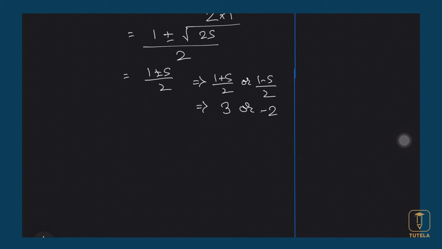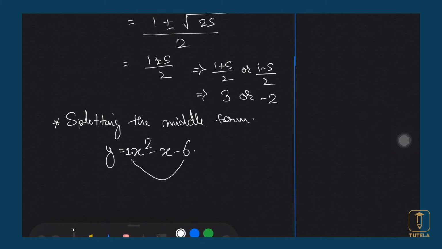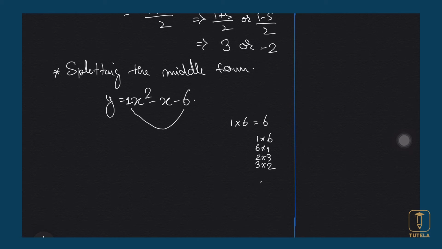Another method to find the roots is splitting the middle term. For splitting the middle term, I'll use the same equation, y equals x square minus x minus 6. We multiply the coefficient of the quadratic term with the constant term and just keep the positive value of it. So 1 into 6 is 6. We search for the factors of 6 such that their addition or subtraction could give us the coefficient of the linear term. So 6 has factors 1 into 6, 6 into 1, 2 into 3 or 3 into 2. If I subtract 3 and 2, I'll get minus 1.